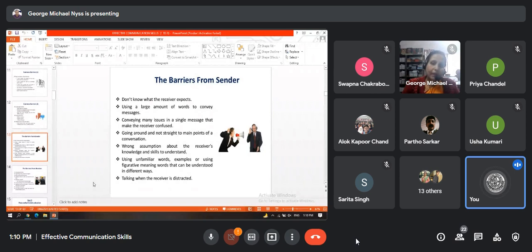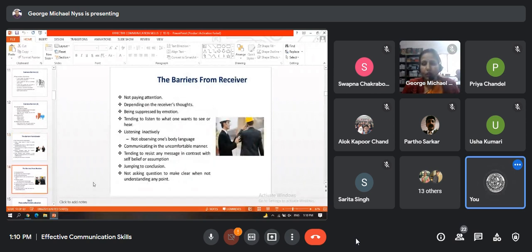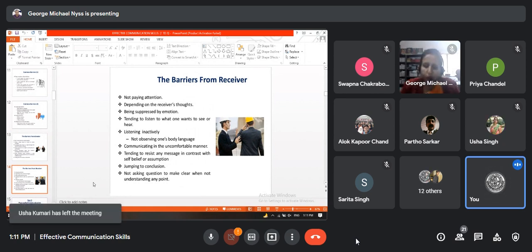Okay. What are the barriers that come from the receiver? Let us have a look at these. Not paying attention, depending on the receiver's thought, being suppressed by emotions, tending to listen to what one wants to see or hear, listening inactively, not being interested in listening, not observing one's body language, communicating in an uncomfortable manner. The next is tending to resist any message in contrast with self-belief or assumption. Sometimes jumping to conclusions, not asking questions to make clear when not understanding any point.